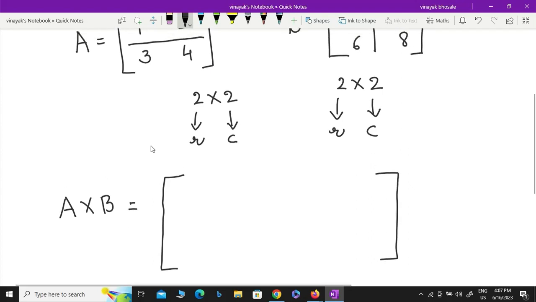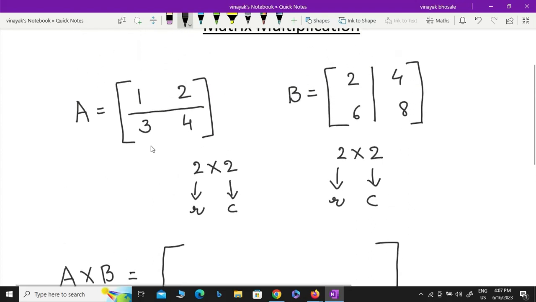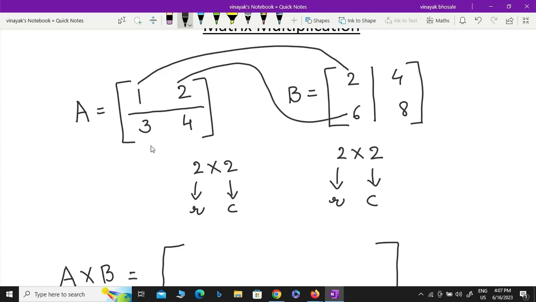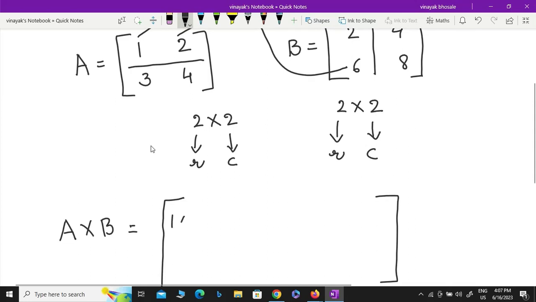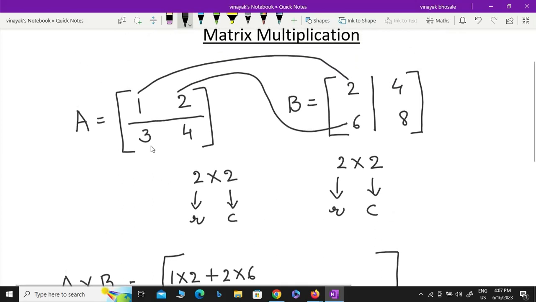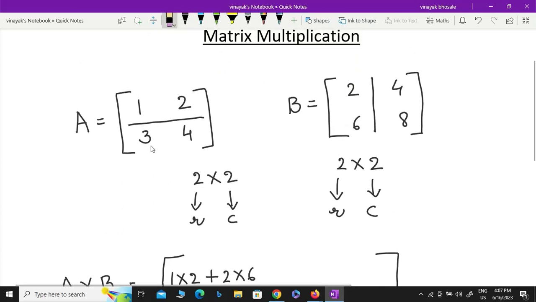Okay, and now I'm going to multiply this term with this term, and I'm going to multiply this term with this term, and add them together. Okay, so let's do that. 1 multiplied by 2 plus 2 multiplied by 6. Okay, so let's quickly erase those lines.